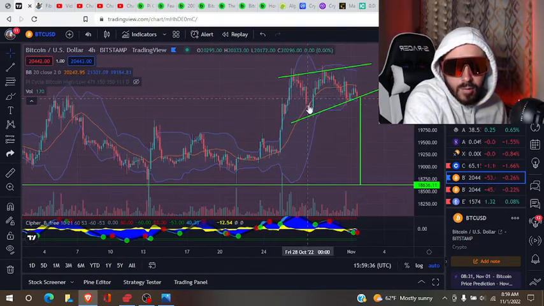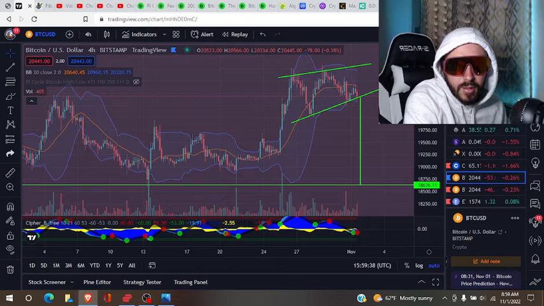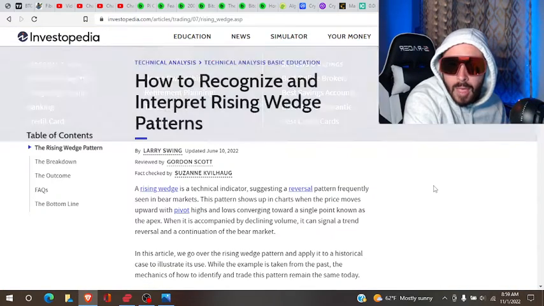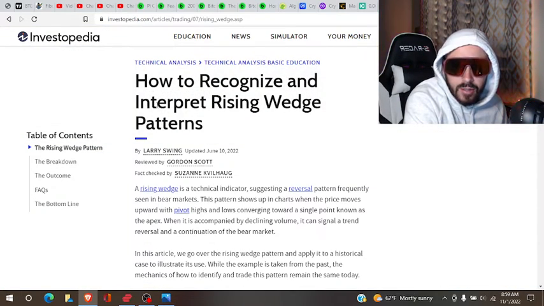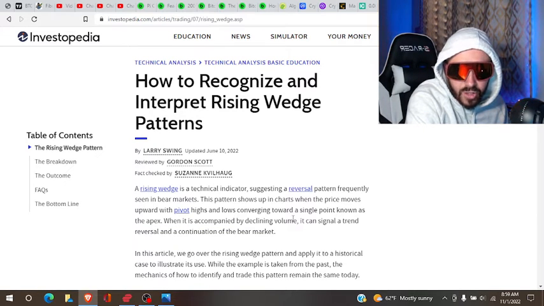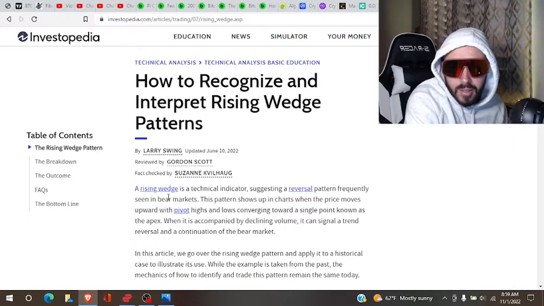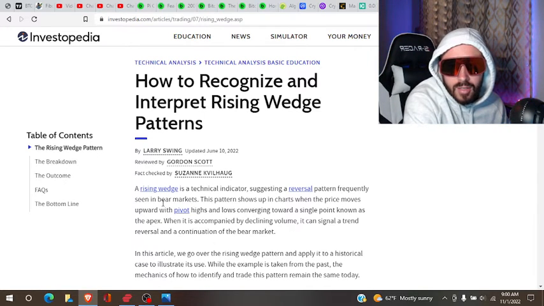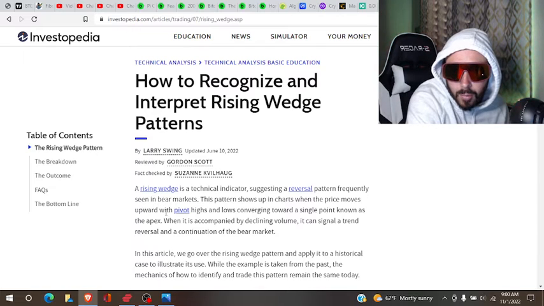This is a rising wedge pattern, which is bearish typically. So how to recognize and interpret a rising wedge pattern? A rising wedge is a technical indicator suggesting a reversal pattern frequently seen in bear markets, which we are in. The pattern shows up in charts when the price moves upward with pivot highs and lows converging toward a single point known as the apex, when it is accompanied by declining volume.